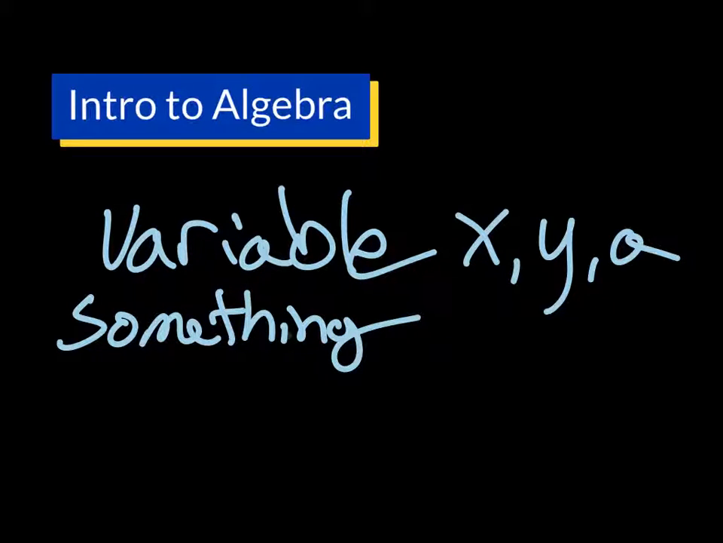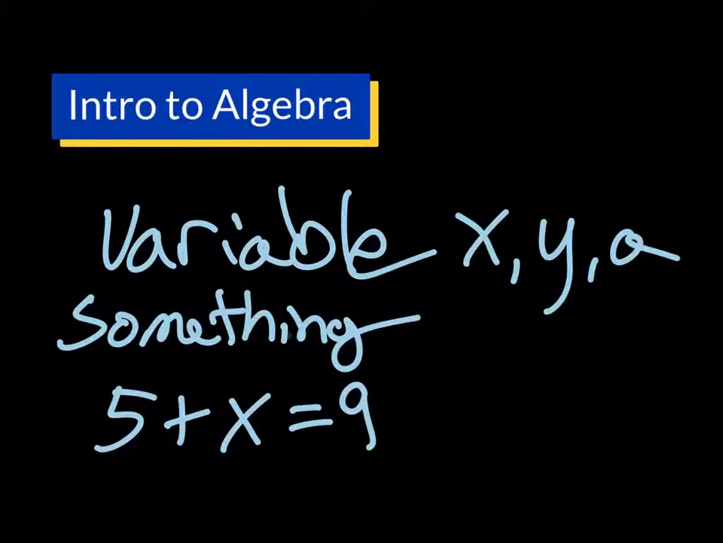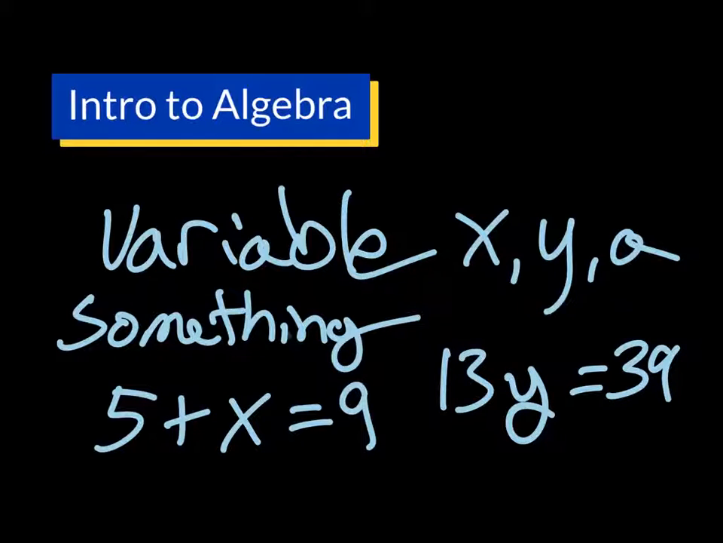For example, 5 plus something equals 9. Instead of leaving a blank here, you could hold the place with a letter, like X. Here's another example. 13 times something equals 39. Well, let's use Y. 13 times Y equals 39. Y is just taking the place of something.